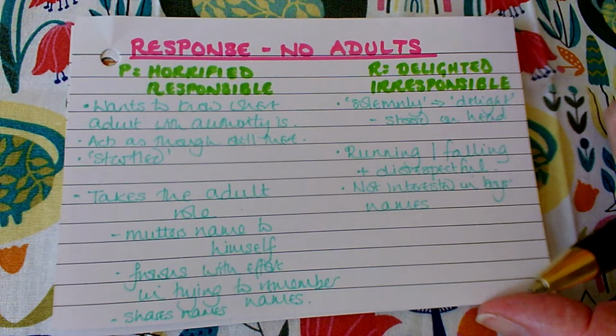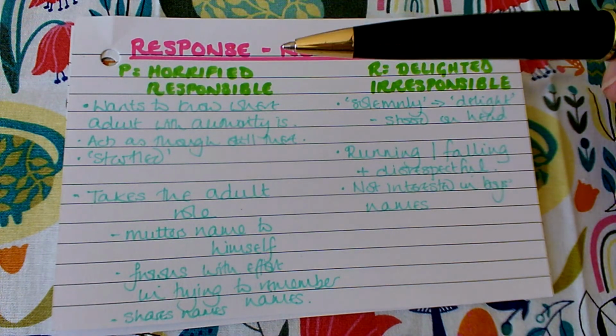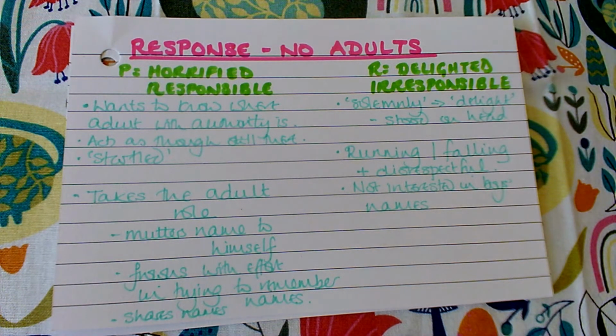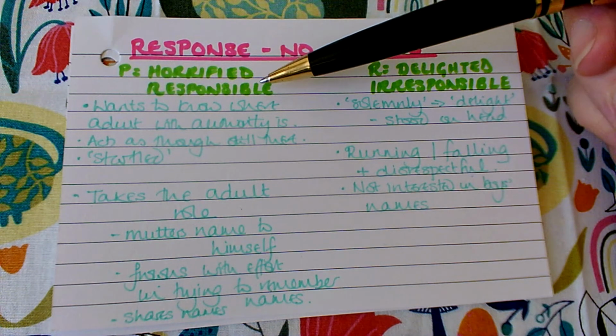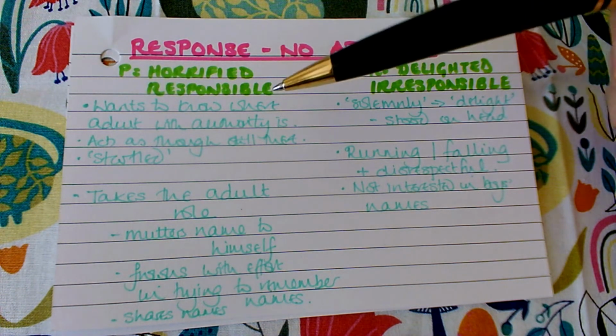So what do we learn about the way that Ralph and Piggy respond to the idea of there being no adults on the island? And what does that reveal about them? Well, Piggy is horrified, but he also takes responsibility.